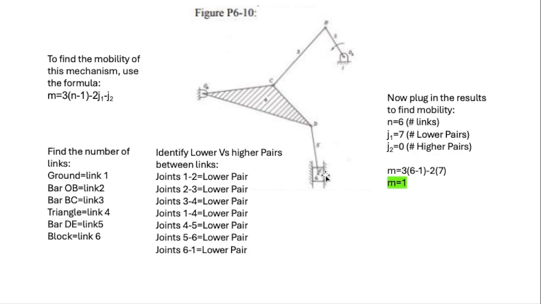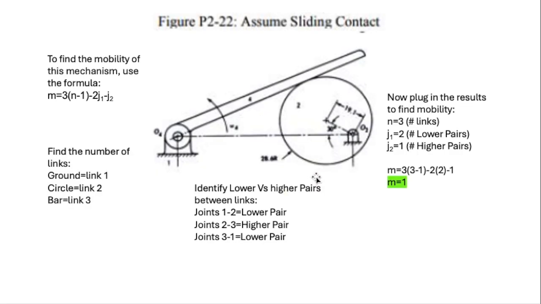No, there are no higher pairs. Just because it's sliding does not mean it's a higher pair, because the rotation is done at this point between the link and the block, and then the sliding happens between the surface and the block. So there is no higher pair that allows two types of motion. So they're all lower pairs.